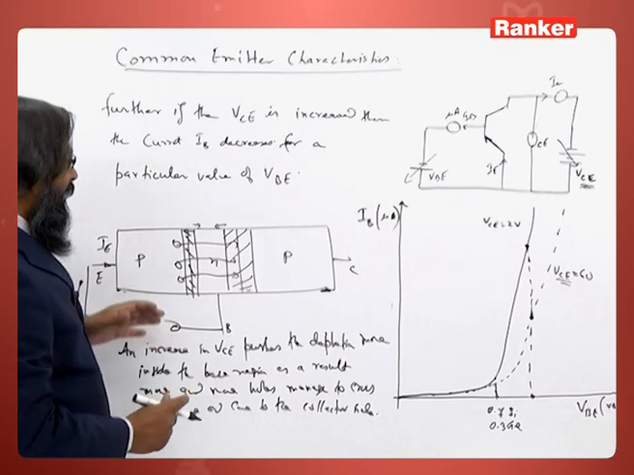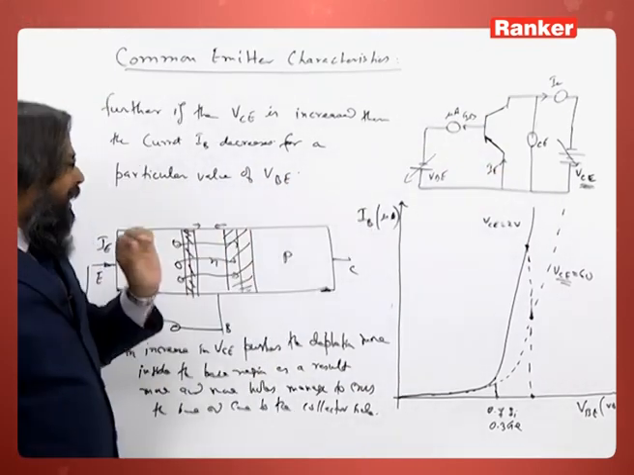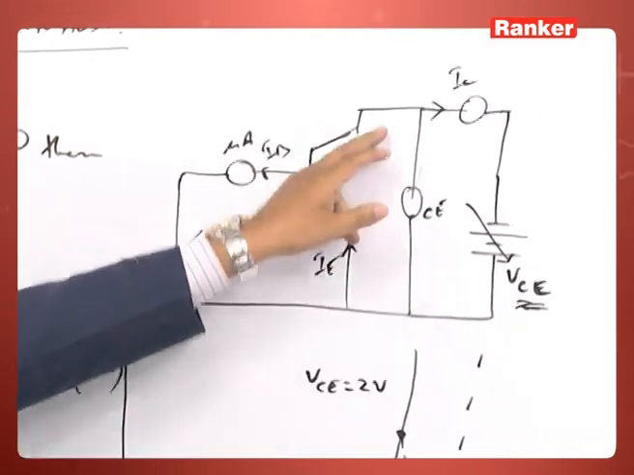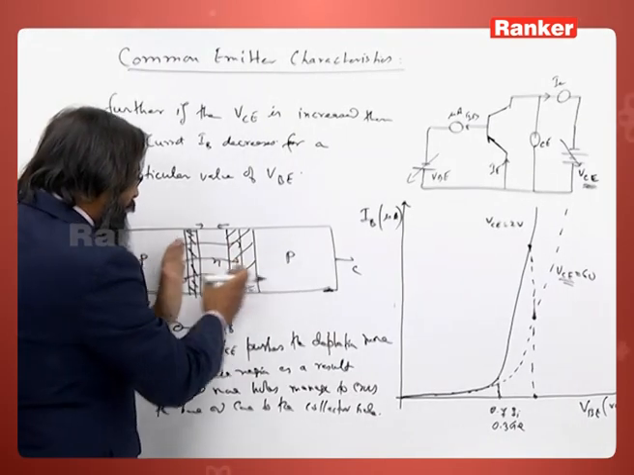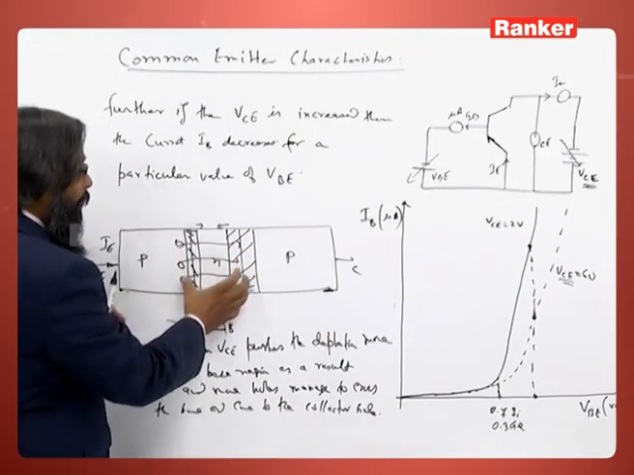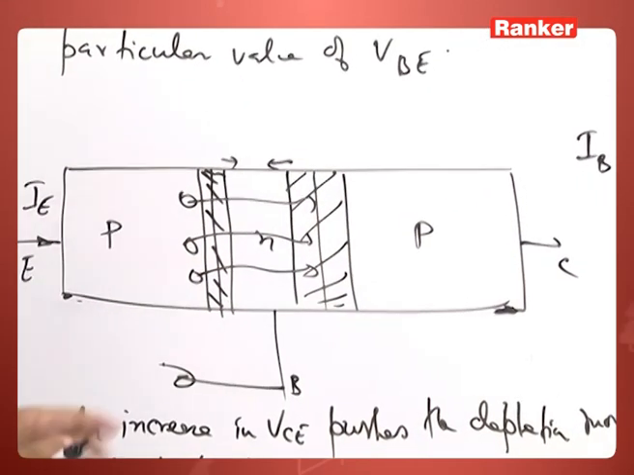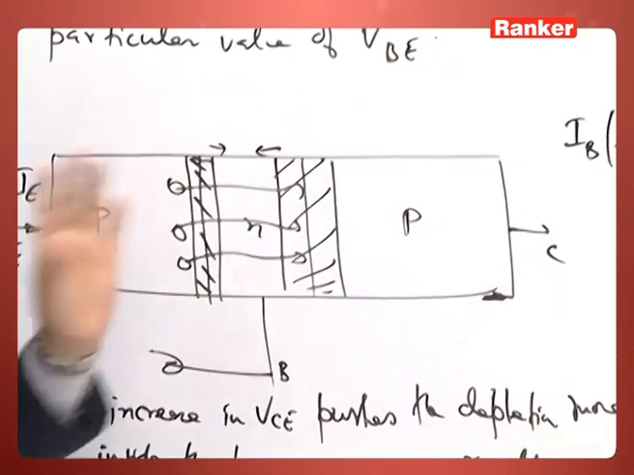So, what we should remember is that increasing the emitter collector voltage will make this depletion layer be pushed inward, and so more and more hole current will pass to the collector, and so there will be less base current.